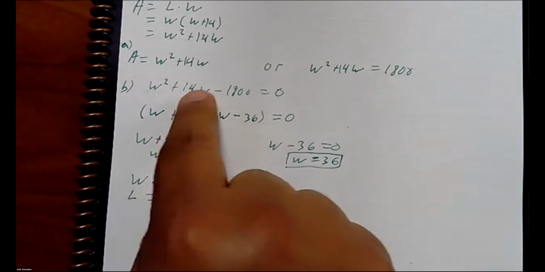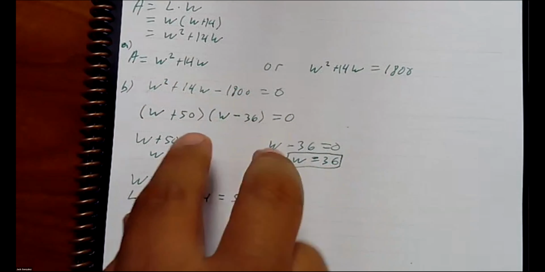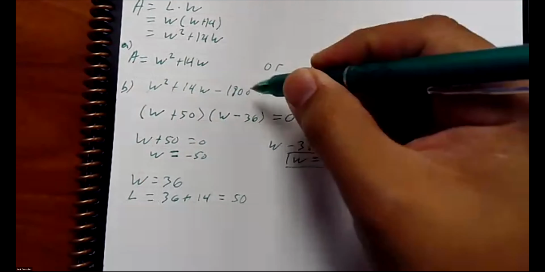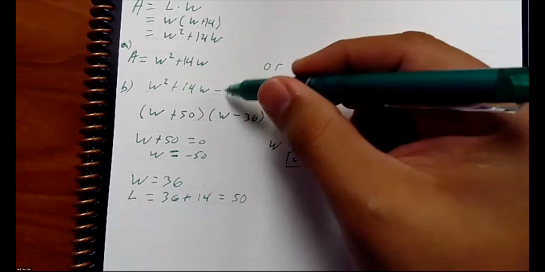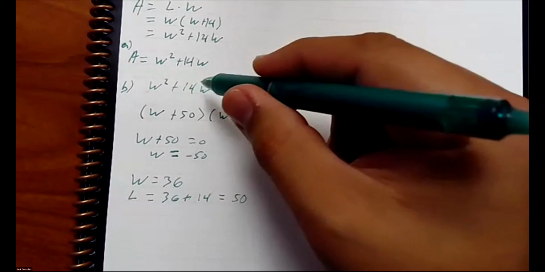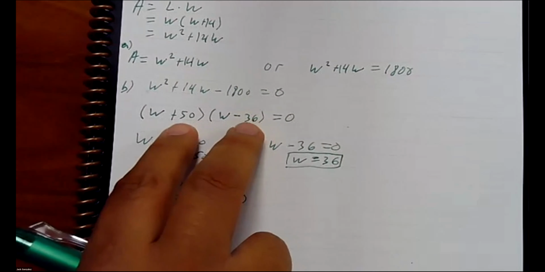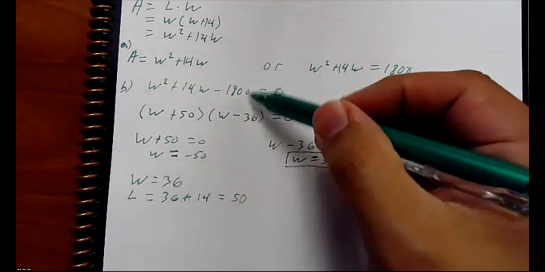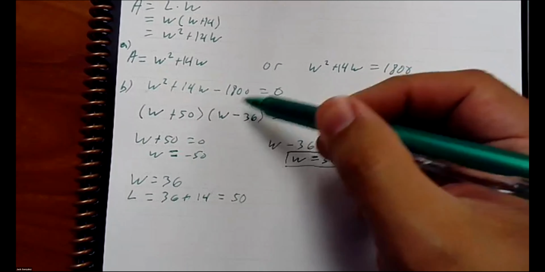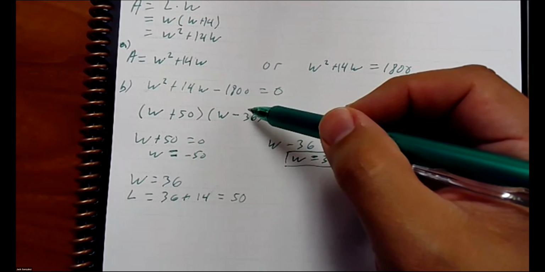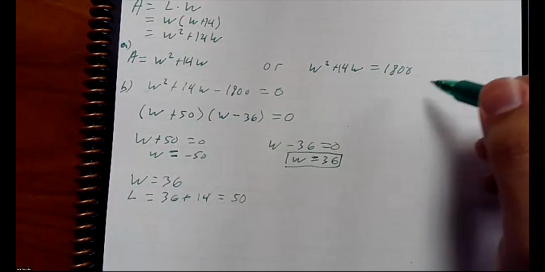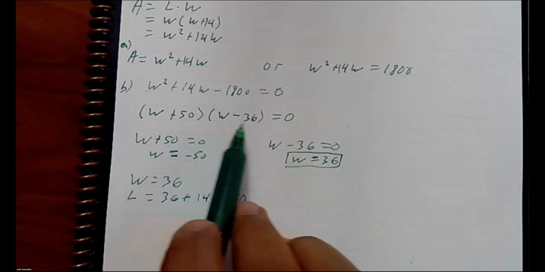When you factor this, basically you do the trial and error or AC method, and you try to figure out what multiplies to give me negative 1800, but adds up to 14. It just happens to be these two, but it's not easy to figure out. So I would recommend the quadratic formula, because that's more formulaic.